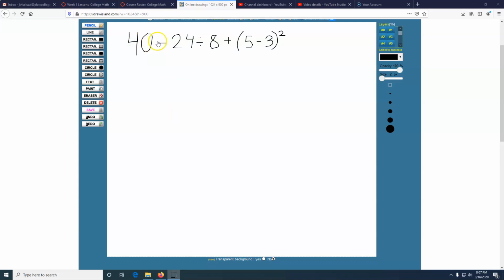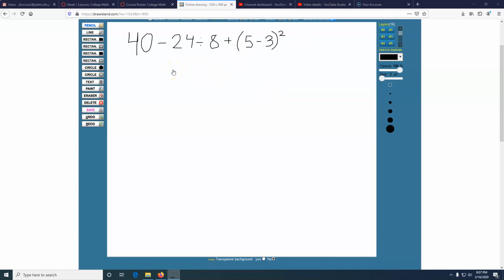A lot of people go from left to right and they do 40 minus 24, and then they divide by 8, and then they add by whatever this is. But that's already wrong. Okay. In fact, the very first step that happened there would have been incorrect. So the question is, what is the proper way to do this?